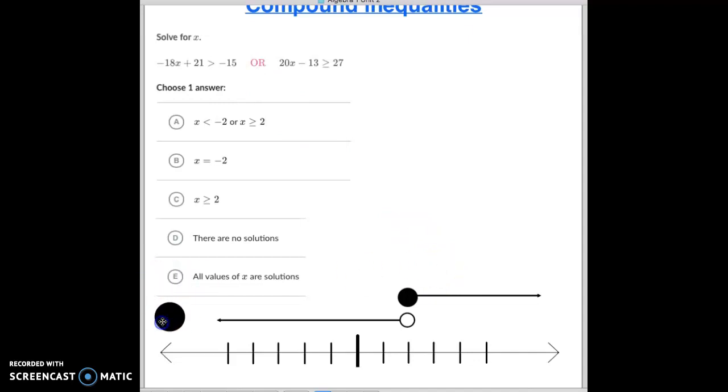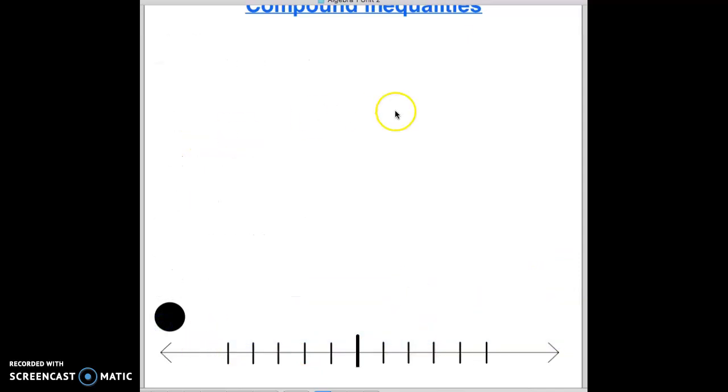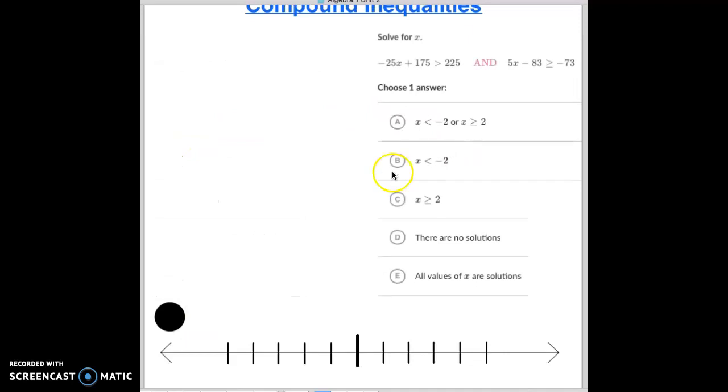All right, we'll get rid of this dot for a moment. We will get rid of these inequalities for a moment down there. Let's get rid of that whole problem. And let's bring the next problem in here. Now you're going to notice this one is an "and" problem. So when I solve this one right here, subtract 175, we get negative 25x is greater than 50, divide by negative 25. x is less than negative 2. So that would match with this one right there.